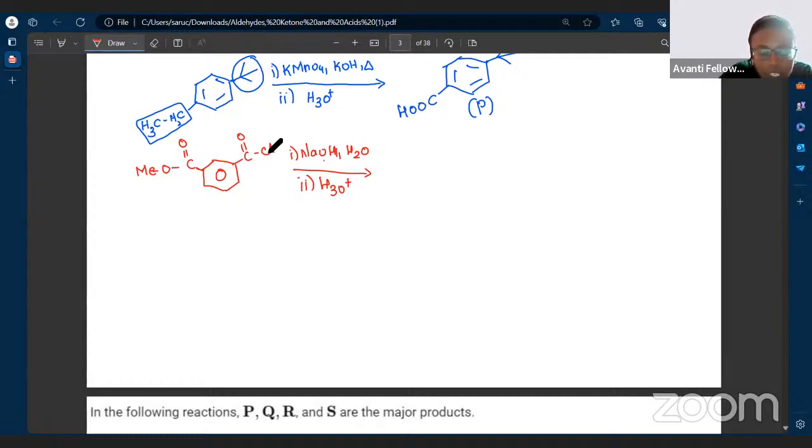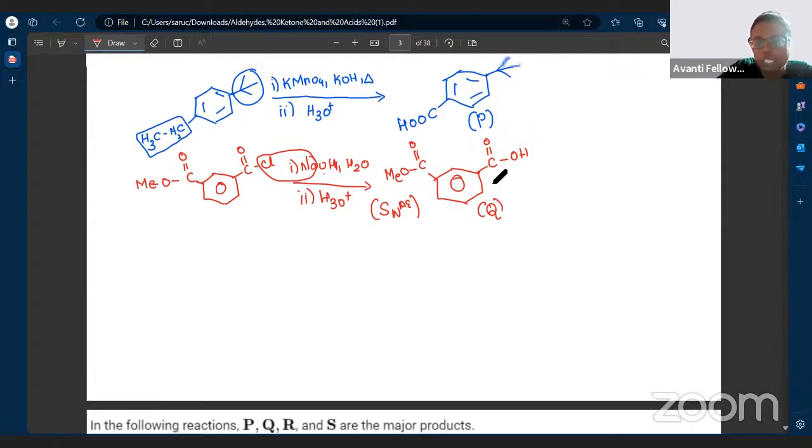So here what is going to happen is that you are going to remove this Cl. NaCl will move out, so you'll be getting COOH, and here you have COOMe. So it is a nucleophilic acyl substitution mechanism. So this is your Q. Now I got Q.